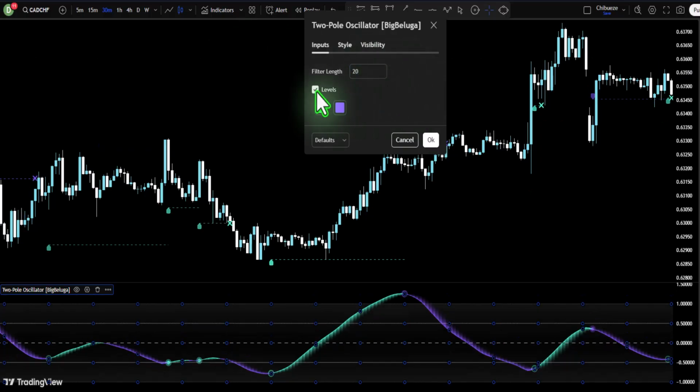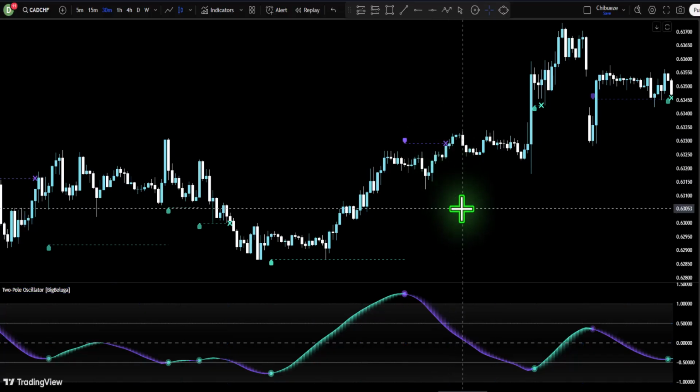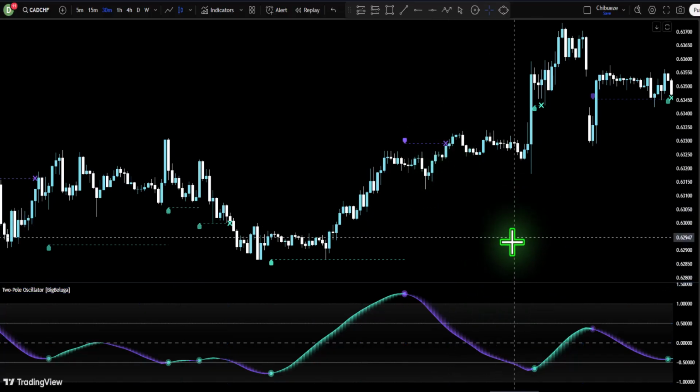Down here we can toggle the levels on or off, which will hide or show these invalidation levels. For the strategy I'm showcasing, I need the invalidation levels for stop-loss placement, so I'll leave them enabled. If you have other changes you want to make, feel free to do so, but I'm going to use the default settings and click OK.